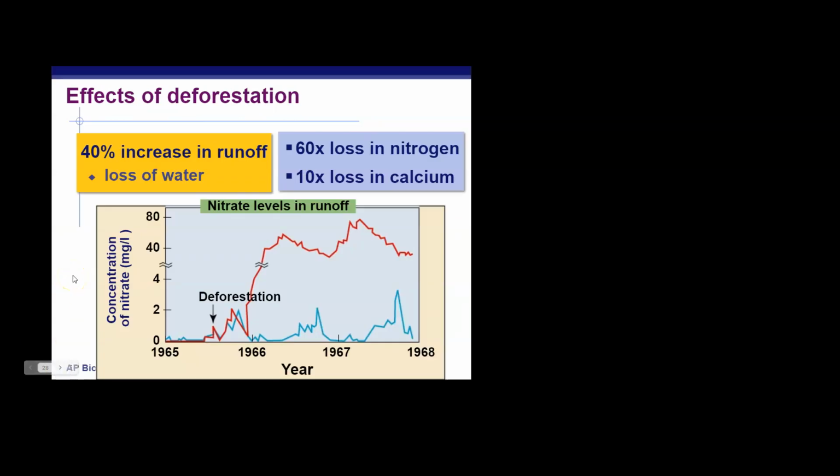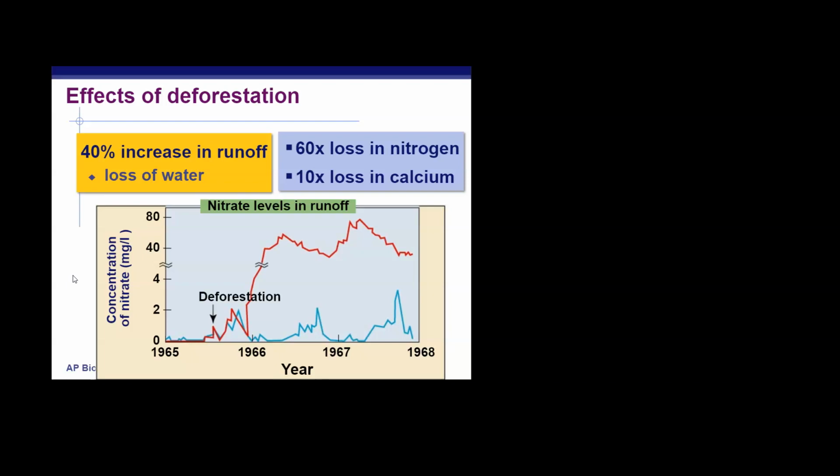So the effects of deforestation also interfere with and disrupt the water cycle because it increases runoff. When you wipe out a forest, for example, you can see in this lower graph between 1965 and 66, they had deforestation occurring. The increase in water runoff can be as much as 40%.